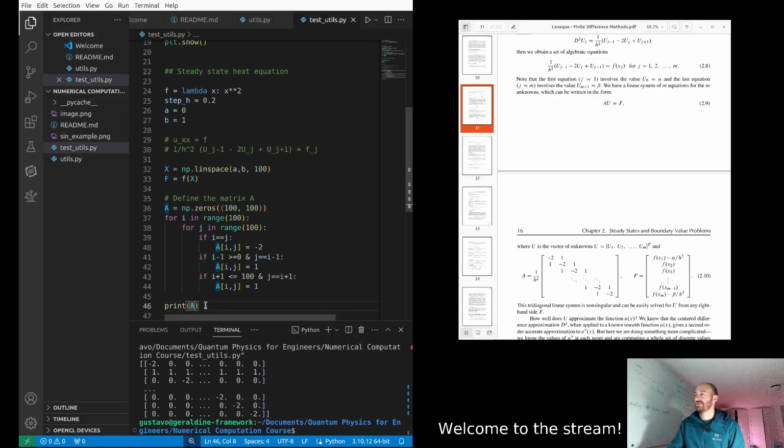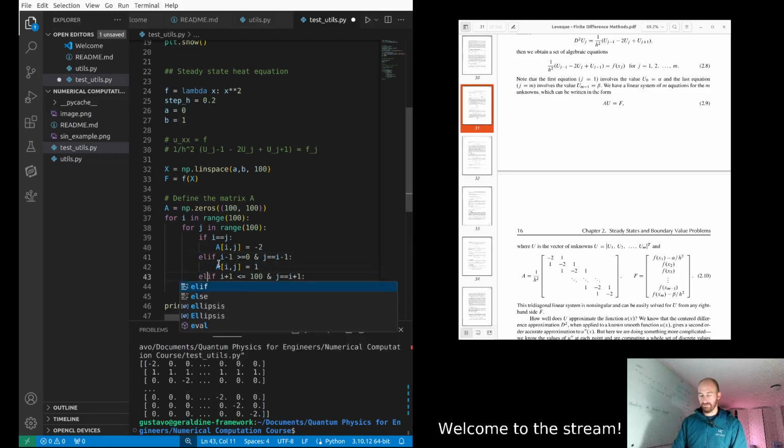So we want to get basically the -2s on the diagonal and the 1s on the other side. So maybe we have to do, okay, if i is equal to j, maybe we have to do elifs. Elif and then elif. Okay, and then the rest should stay at 0. Let's try again.